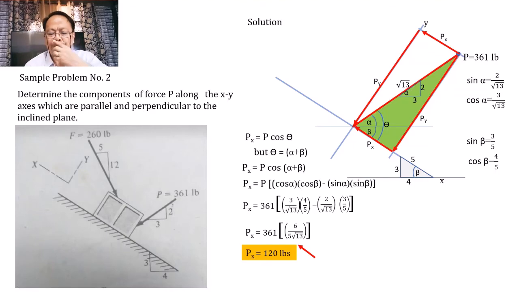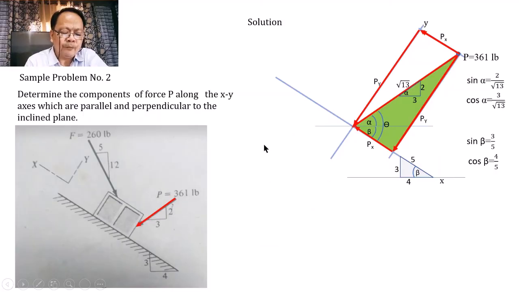While the y component, which is represented by this one, will represent the opposite side of the theta in this green shaded triangle. And so if we're going to solve for the y component, it will be equal to P multiplied by sine of theta. Again, ano ba yung theta? Theta is the sum of alpha and beta. And so you have here theta being the sum of alpha plus beta.